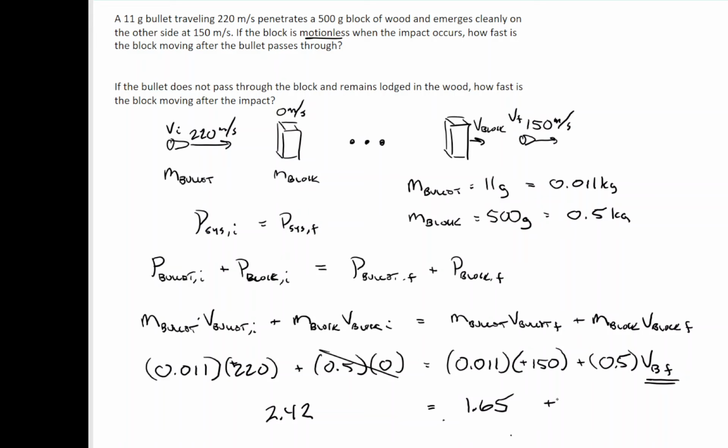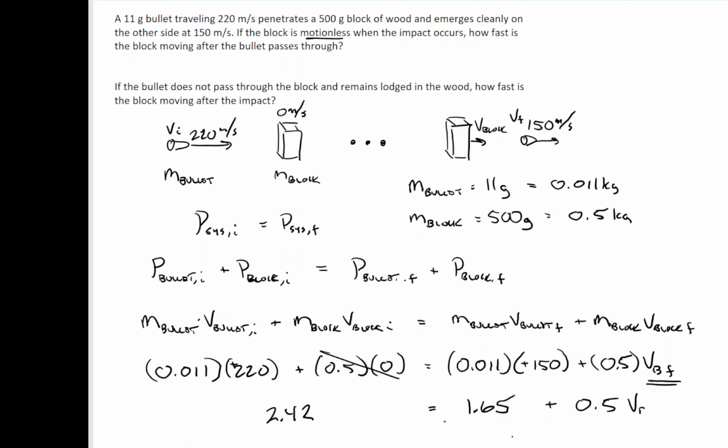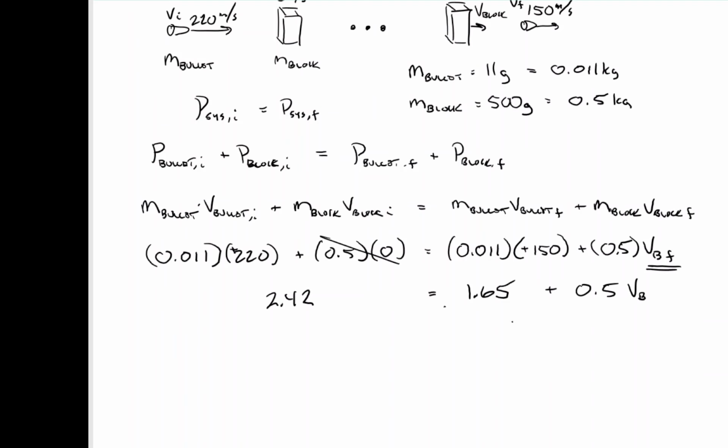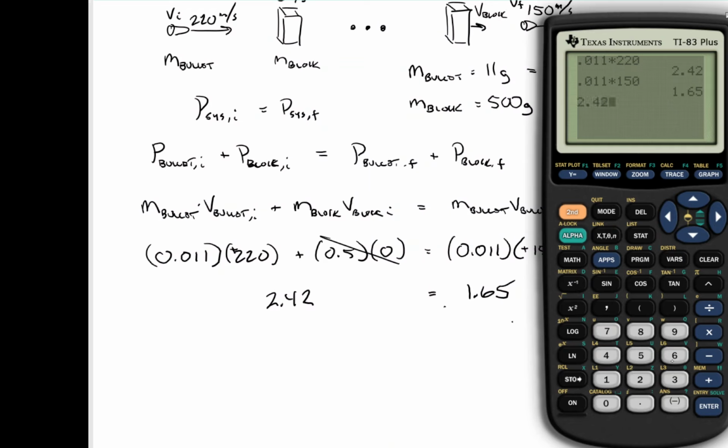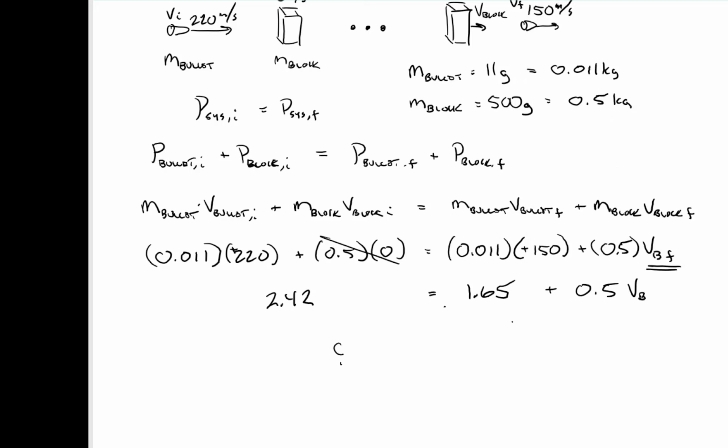So I'm going to continue writing out the rest of this equation. And there's the velocity of the bullet. And now we're solving here. If I take 2.42 and subtract the 1.65, we would get 0.77. And that is the change of momentum of the bullet. This is P initial for the bullet, this is P final for the bullet. I'm subtracting and I would get a change in momentum. It's lost, so it would end up being a negative number if I did P final minus P initial.